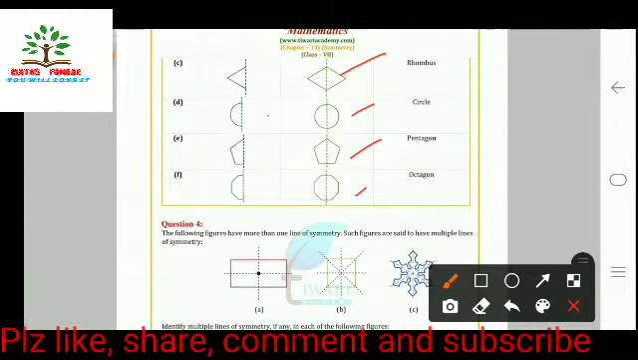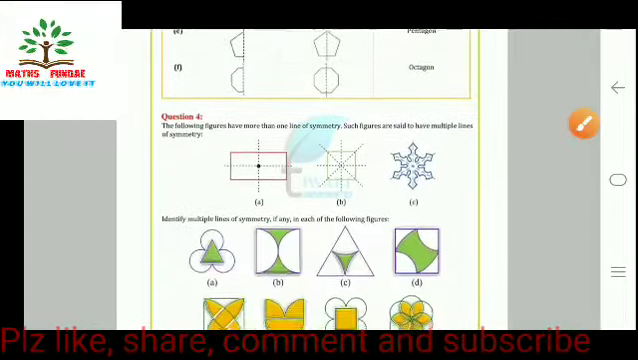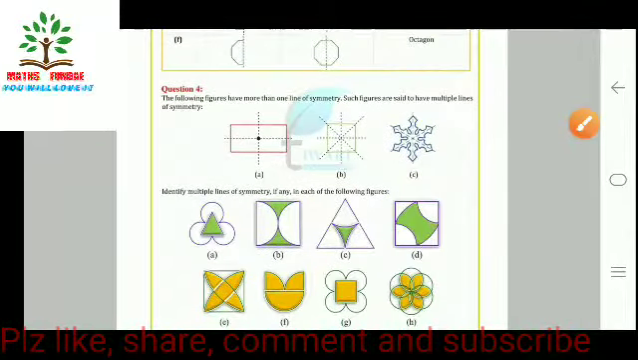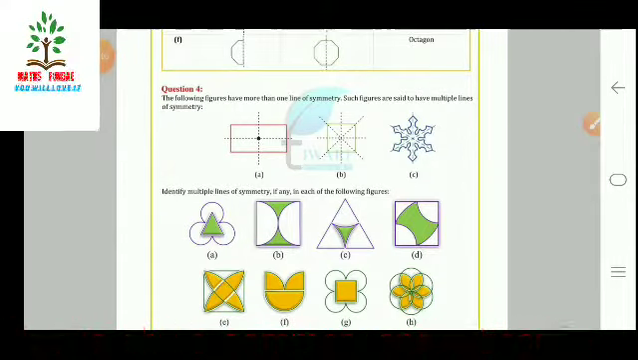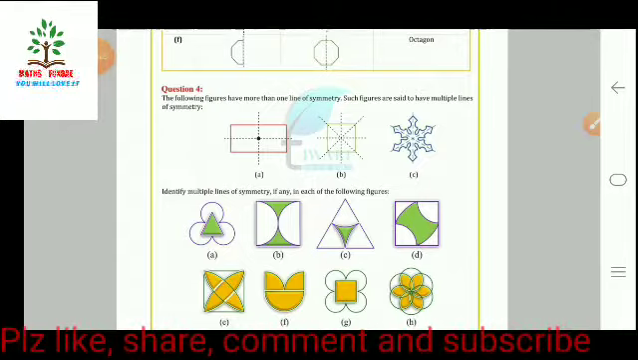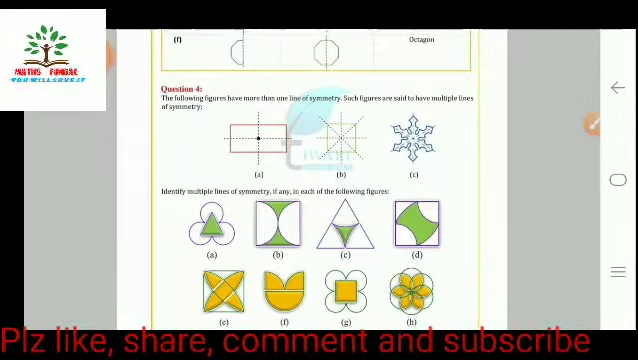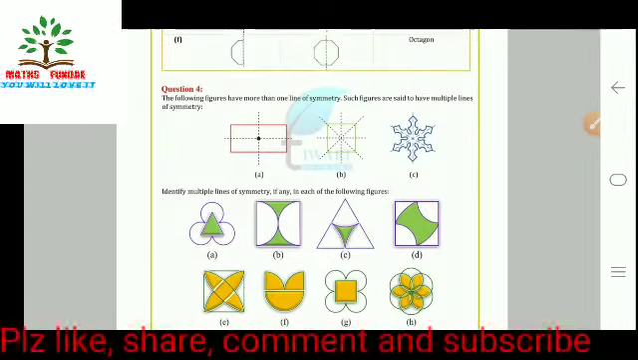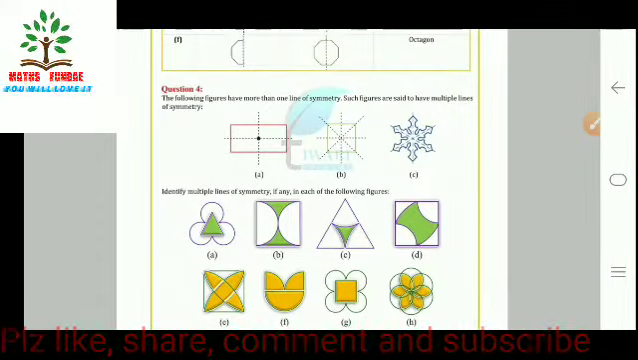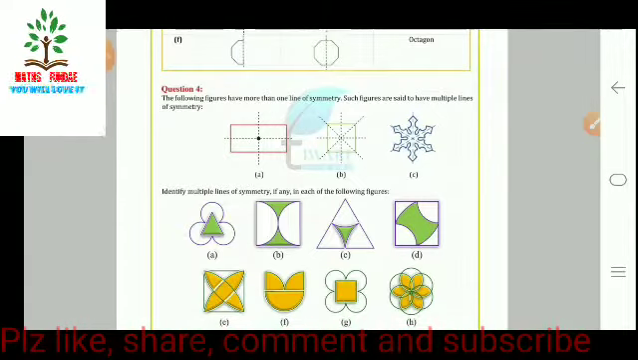Now moving toward question number 4. The following figures have more than one line of symmetry. Such figures are said to have multiple lines of symmetry. Looking here, we have A, these are 2 lines of symmetry. Then B, we have how many? 4 lines of symmetry. Then C, we have 1, 2, 3, 4, 5, 6 lines of symmetry.